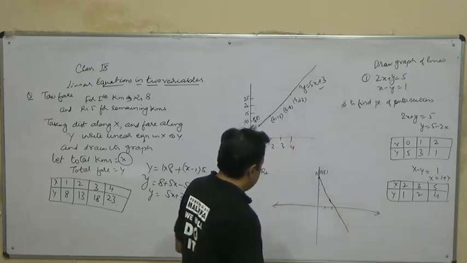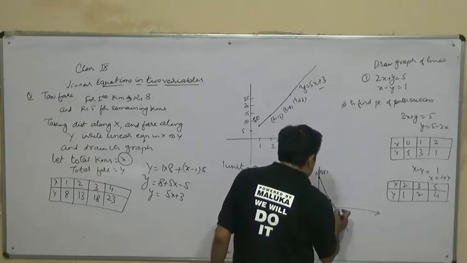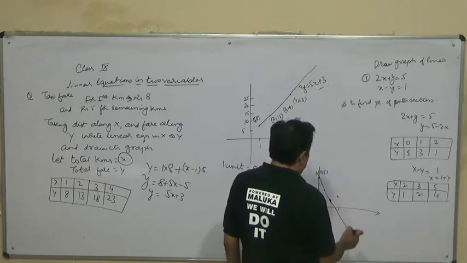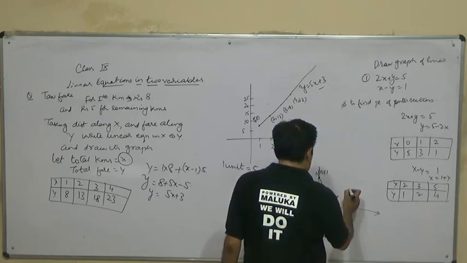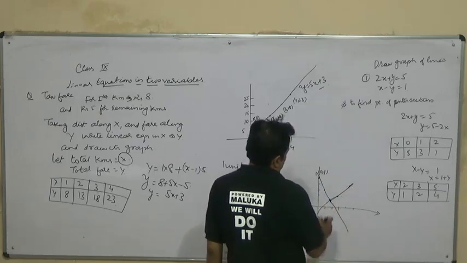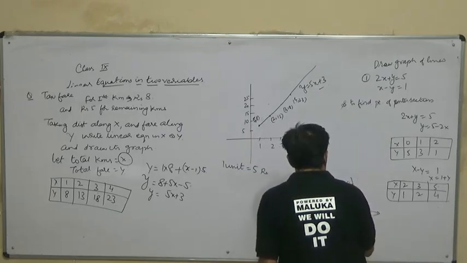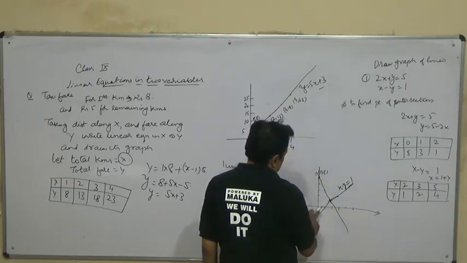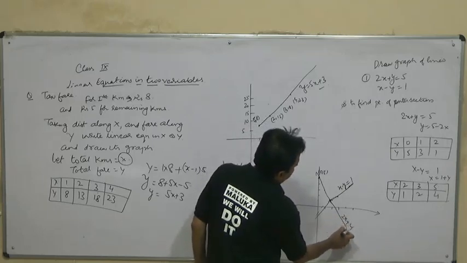Then second is, so 2, 1 is same here. 3, 2. So this will be your 3, 2. 5, 4. 5 and this is 4. So now we can join these lines. So this will be your graph for x minus y is equal to 1. So it will be passing through this. Okay. And this will be your 2x plus y is equal to 5.